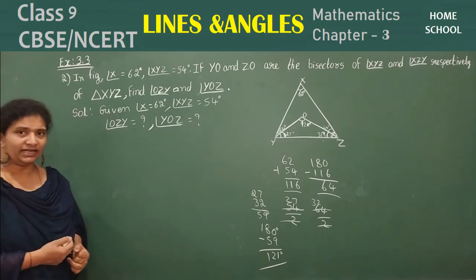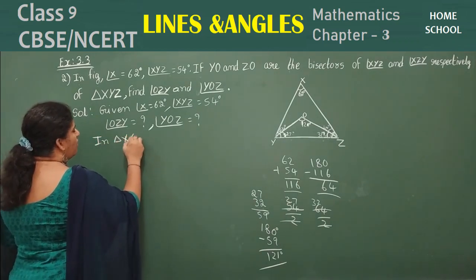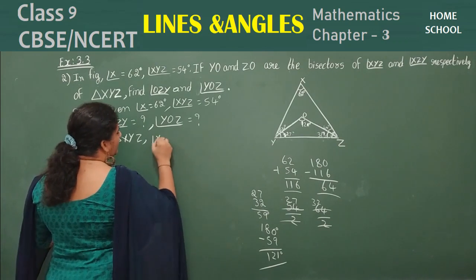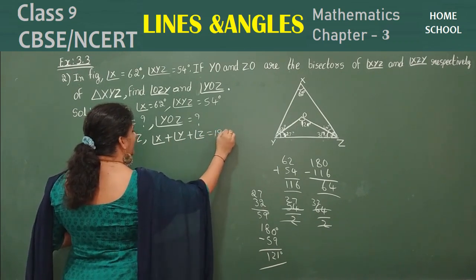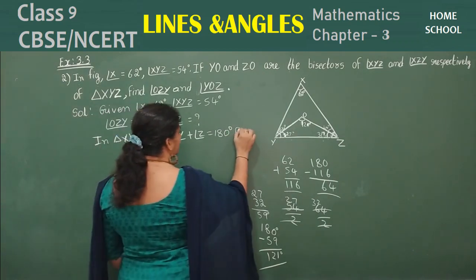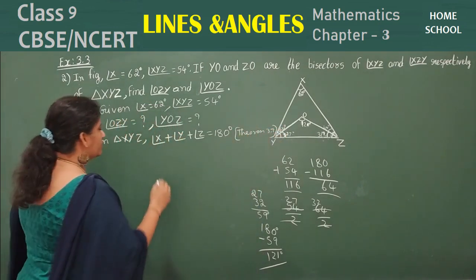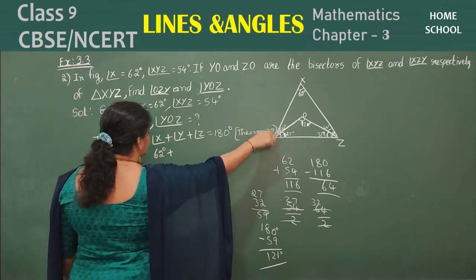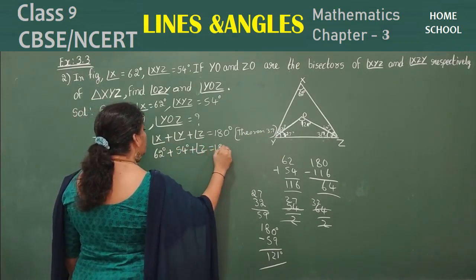So, how will I start now? In triangle XYZ, what do I know? I know that angle X plus angle Y plus angle Z is equal to 180 degrees. By what can you say this statement? By theorem 3.7. Okay, so now what is angle X? 62 degrees. Angle Y is how much? This complete angle is 54 degrees, plus angle Z you don't know.